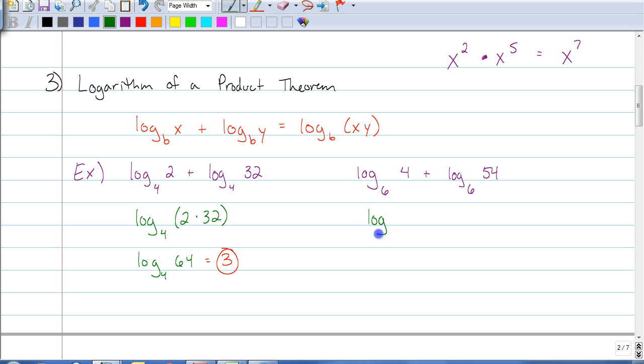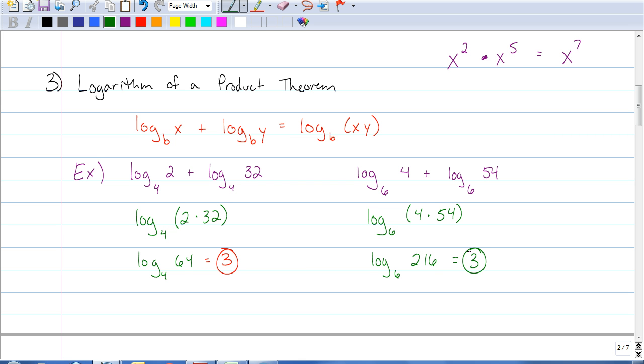Okay, so let's check to see what you did. It'll be log base 6 of, remember, since we're adding these two logarithms together, we're going to take 4 times 54. Well, 4 times 54 is 216. And you could have used your calculator to figure out what exponent we'd apply to 6 to get 216. Well, your answer is going to be 3, just like the previous problem. It doesn't always work out to be 3, it just so happens to be for these two problems.